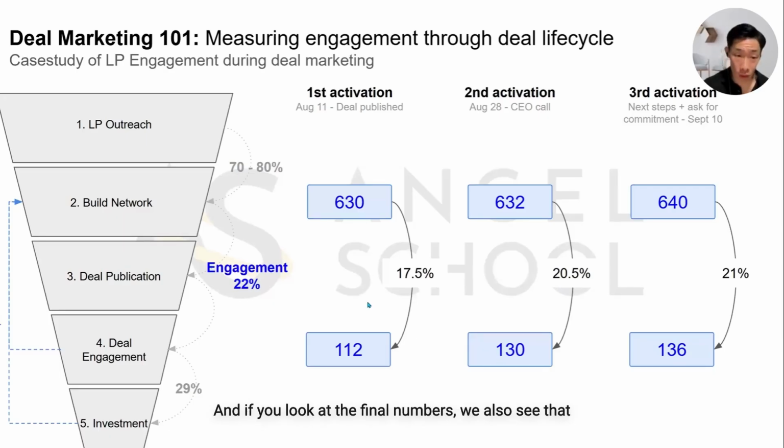And if you look at the funnel numbers, we also see that engagement is the bottleneck in this whole process. This is another reason to pay attention to this.